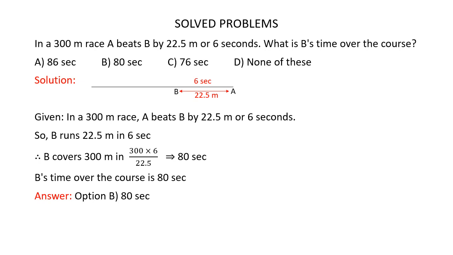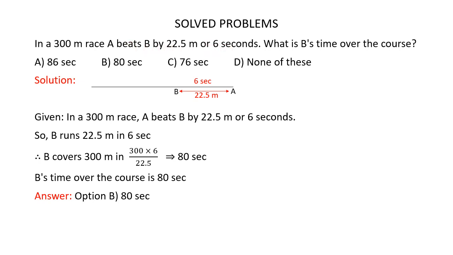Now A beats B by 22.5 meters means when A reaches the winning point, B is somewhere at this point, which is 22.5 meters behind A. So when A is at the winning point, B is at a point 22.5 meters behind A. Now A beats B by 6 seconds.